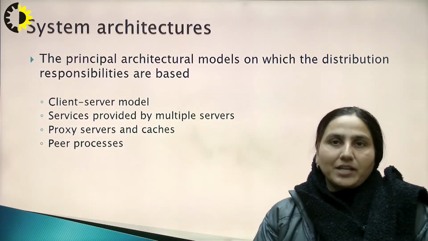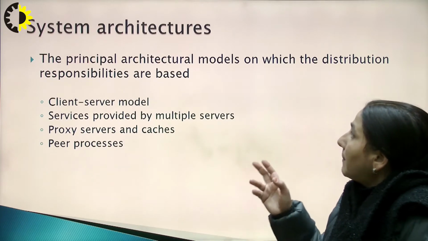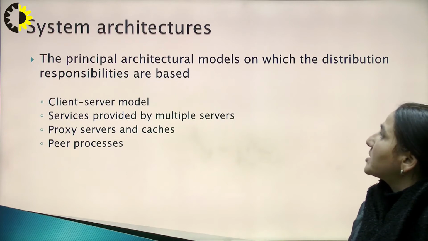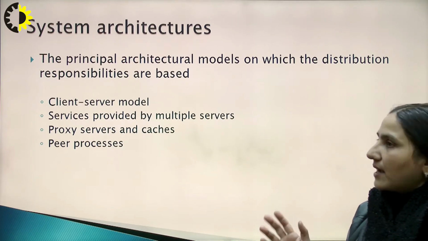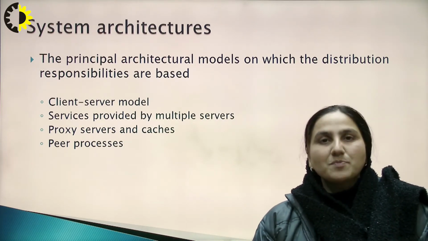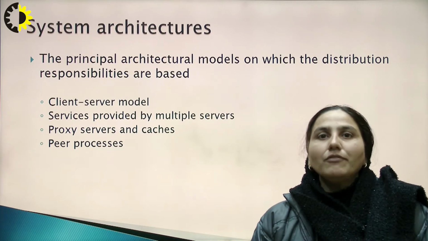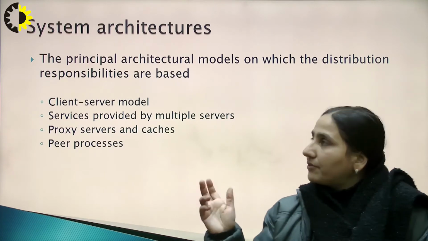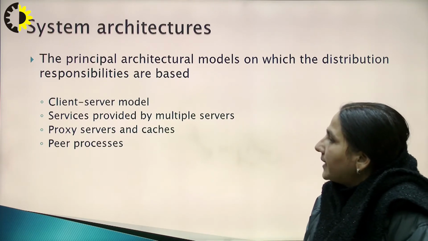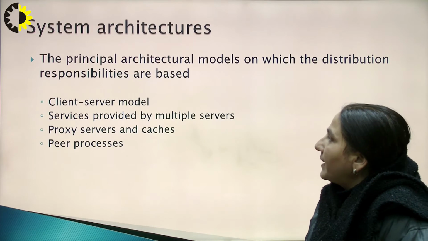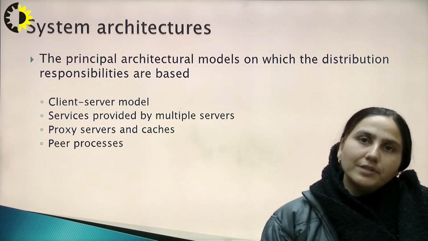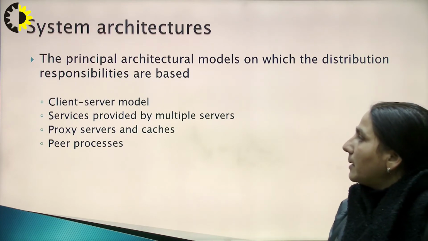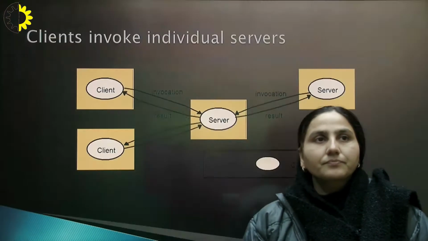So, system architecture. What is system architecture? The principal architectural models on which the distribution of responsibilities is based. First is the client server model, then comes the service provided by multiple servers, more than one server. Third is proxy servers and cache, and lastly peer processes.